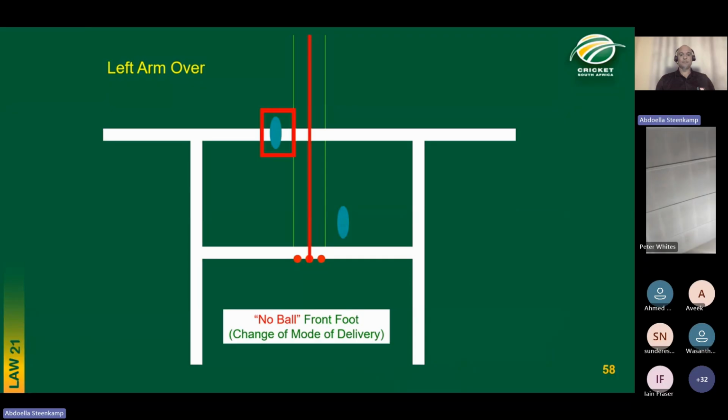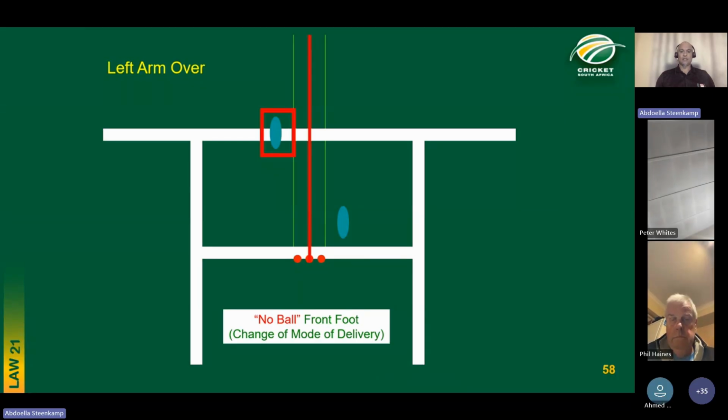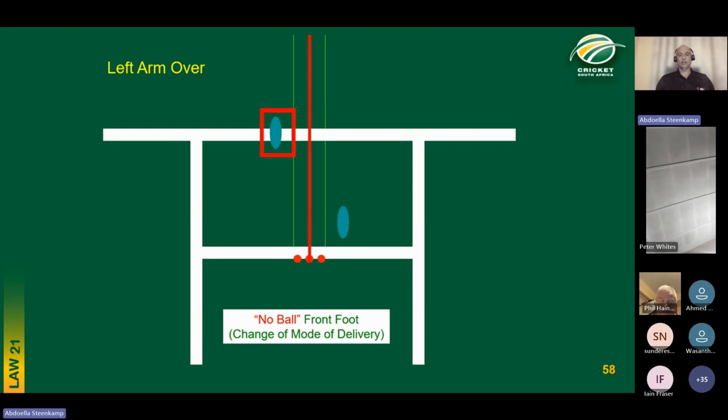Earlier I mentioned the law wants the bowler's foot to be on the same side of the imaginary line joining the two middle stumps. This is a left arm bowler bowling over the wicket. Look where that front foot is landing, on the other side of that imaginary line from middle stump to middle stump. So the law sees this as a bowler bowling around the wicket. Instead of coming over, he's now technically coming around. So that's why you need to call and signal no ball.